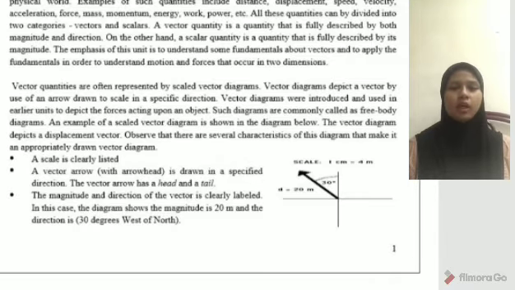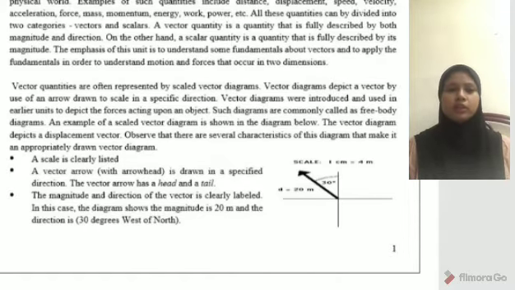Vector quantities are often represented by scaled vector diagrams. A vector diagram describes a vector by use of an arrow drawn to scale in a specific direction. Vector diagrams were introduced and used in earlier units to describe the forces acting upon an object. Such diagrams are commonly called free body diagrams. An example of a scaled vector diagram is shown in the diagram below. The vector diagram describes a displacement vector.